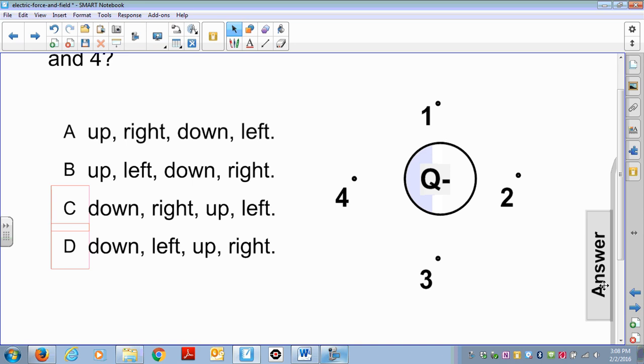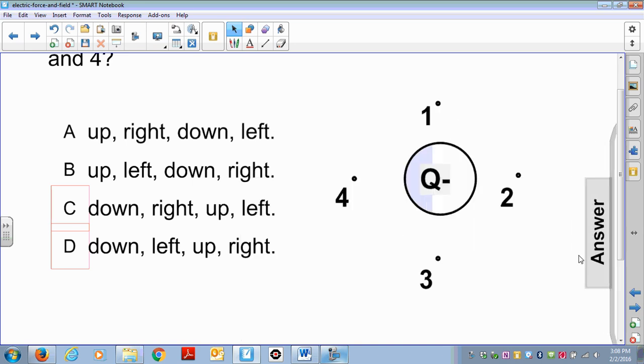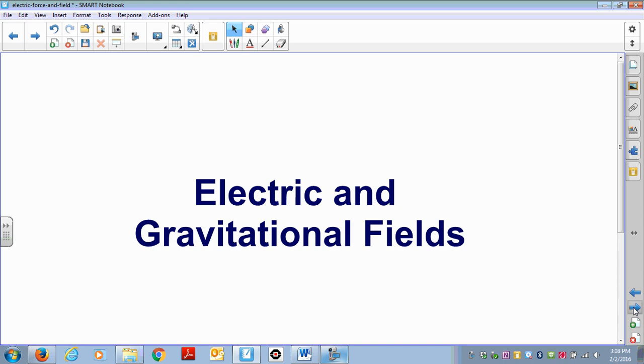Okay, so let's see if you have the correct answer. Hopefully you chose D. Remember, the electric field points towards the negative charge instead of radially outward. In the next video, we'll talk about electric and gravitational fields.